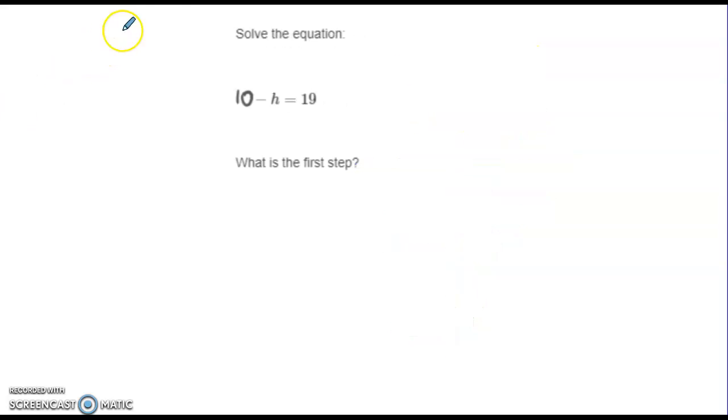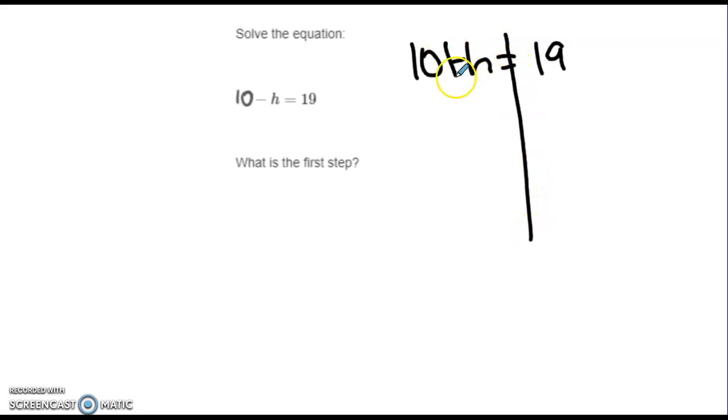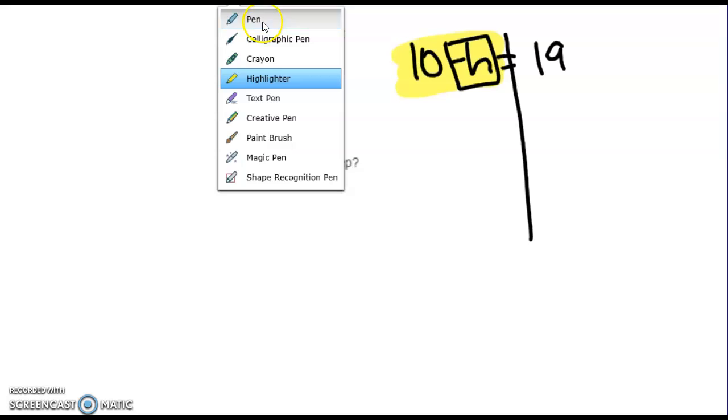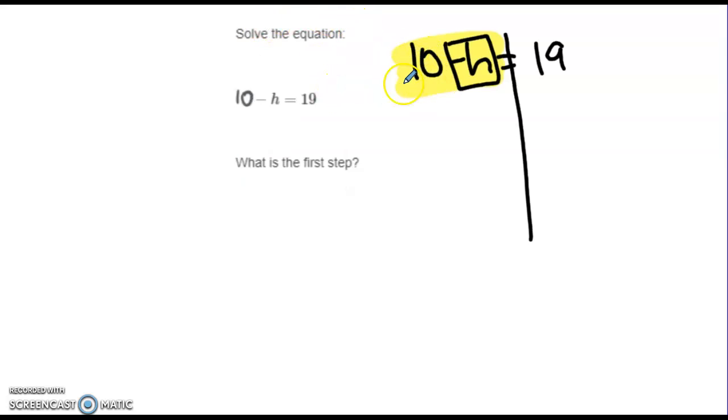Let's go on. So it says to solve the equation, what is the first step? So we have 10 minus h equals 19. Now I'm going to go ahead and draw my line and box off my letter. And just like every other time, I'm going to look just at the side that has the letter, and I'm going to ask myself, what do I need to get rid of? And in this case, I need to get rid of a 10. Since it's a positive 10, I am going to subtract 10 from each side.